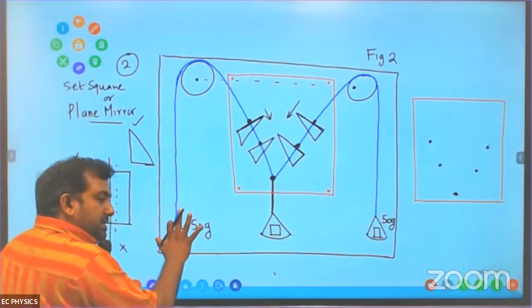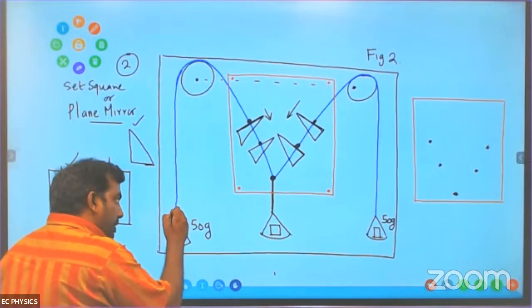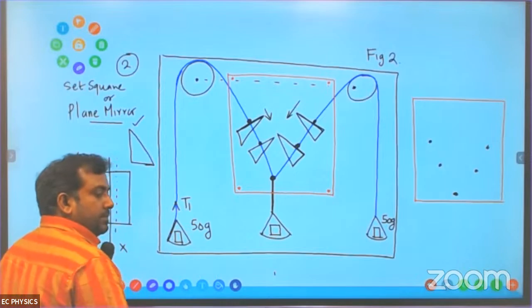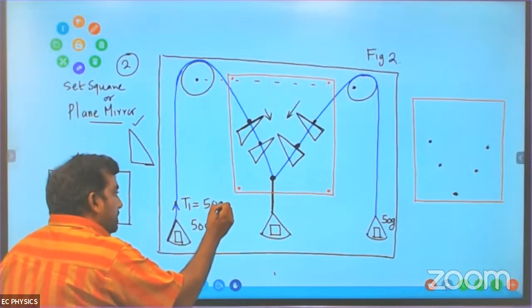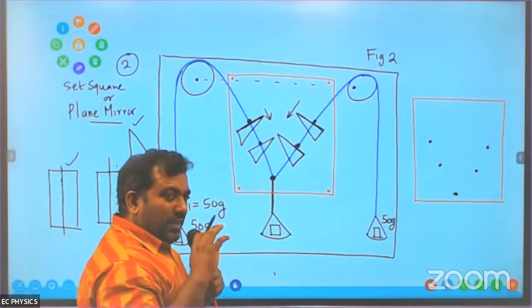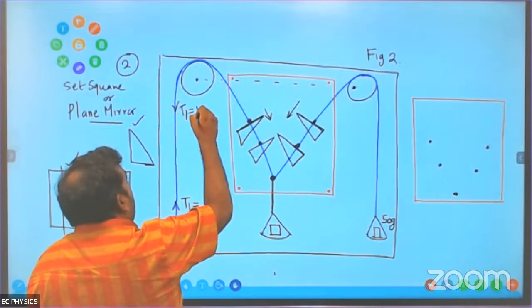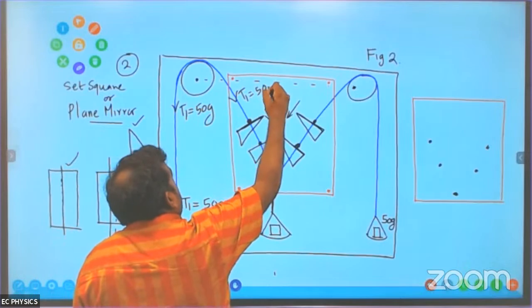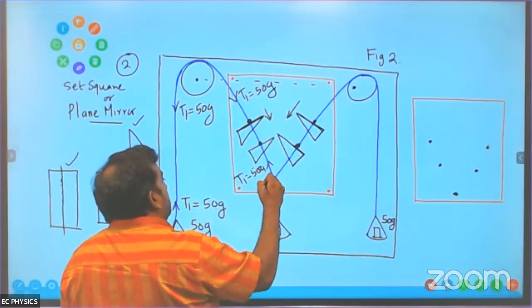Now, why is this in equilibrium? Because upward forces balance the weight. That means T1 is actually 50 grams. If we assume the string is light, here also T1 is 50 grams. Here also T1 will be how much? 50 grams.